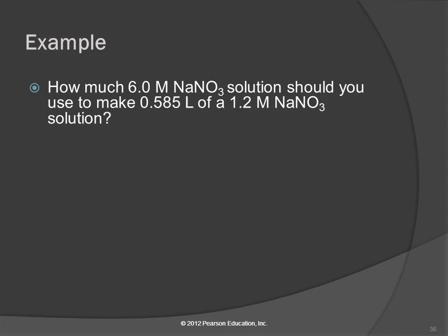So let's do a calculation. How much 6 molar sodium nitrate solution should you use to make 0.585 liters of a 1.2 molar sodium nitrate solution? Well, let's look at this question. Here we have a concentration of sodium nitrate. Here we have a volume and a different concentration still of sodium nitrate. Those are the clues that you have a dilution problem. You're going to have 2 molarities, or 2 volumes, and the compound is the same.